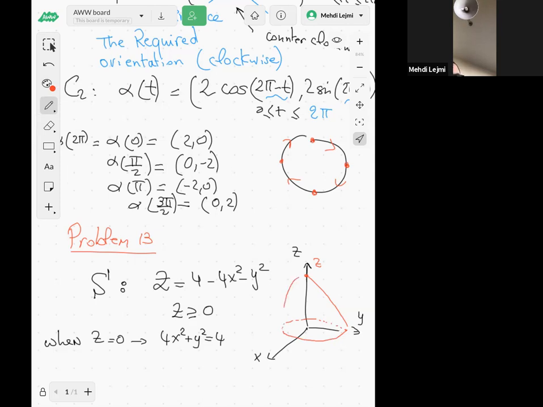we have this sort of paraboloid. That would be my surface S. And what's the boundary of S in this case? It's going to be this ellipse here when z is 0. This is the boundary of S. So this is C, which is the boundary of S.